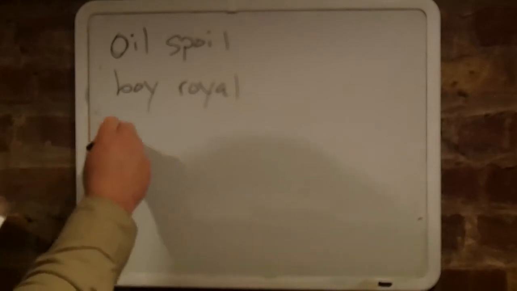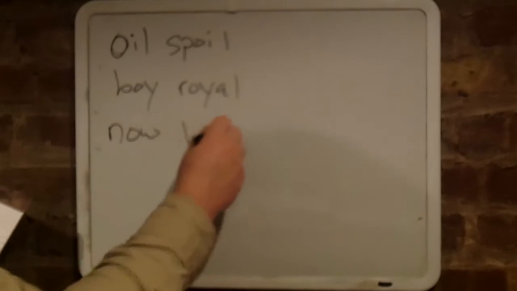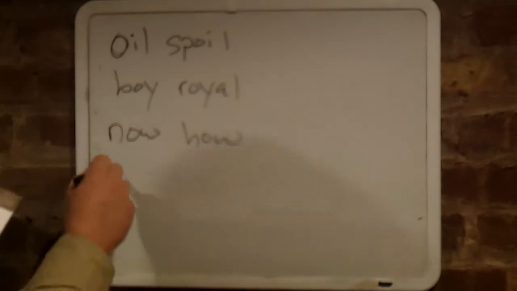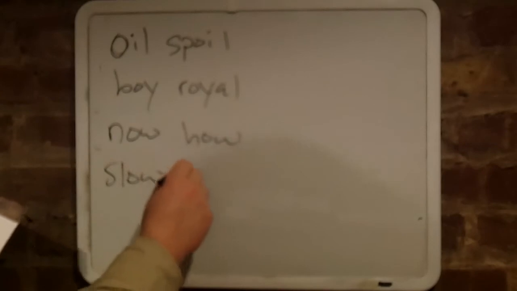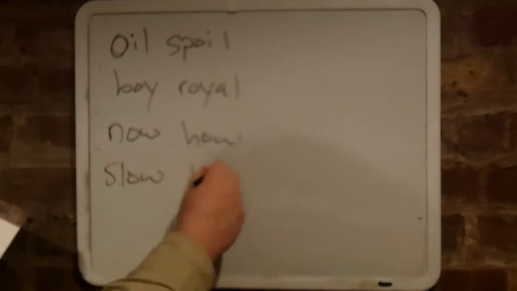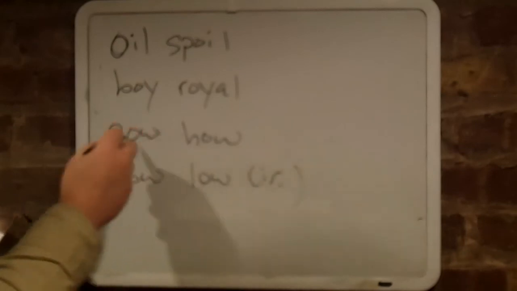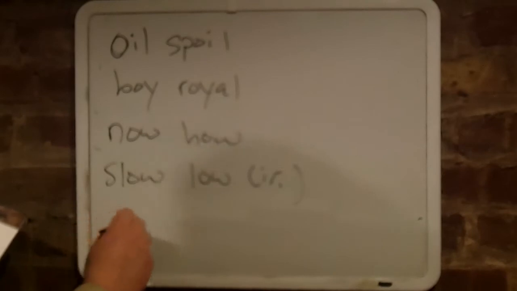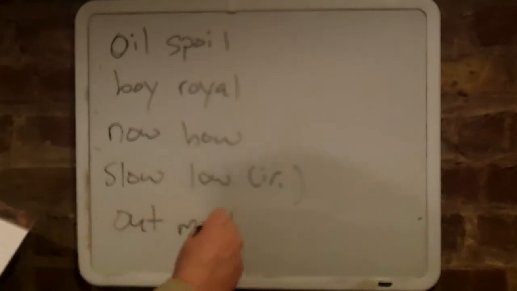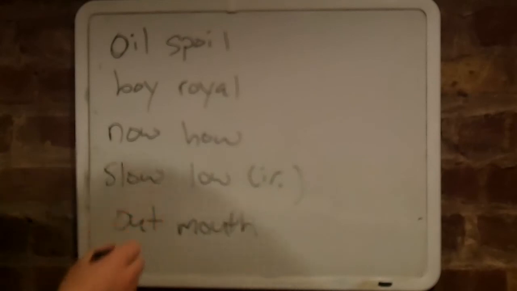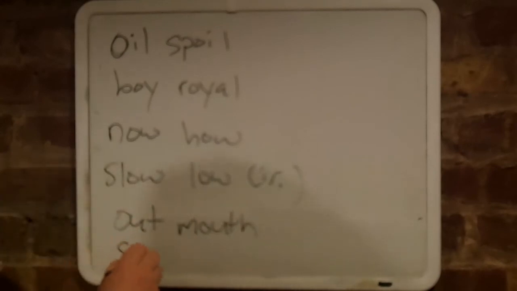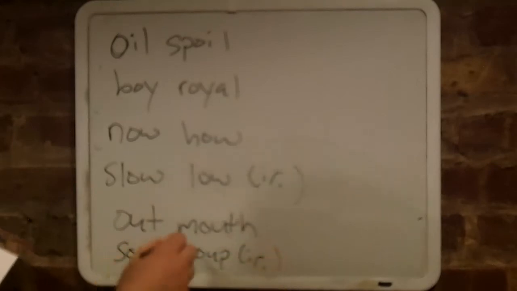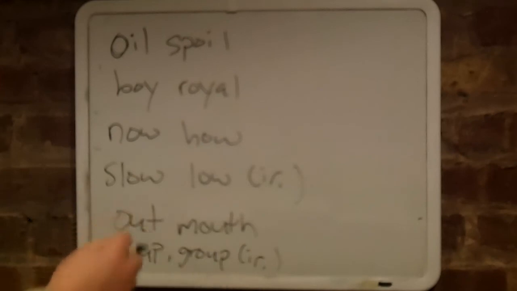As for OW, most of the time it makes ow, so that's words like now, how. There are a couple of exceptions to this, so slow and low, a couple other ones, those are irregular, but most of the time OW sounds like ow. Same deal for OU. So we have words like out, mouth. And the exceptions to that, there are only a couple. Those would be soup and group. And I think there are a couple more besides that, but most of the time OU makes the ow sound.